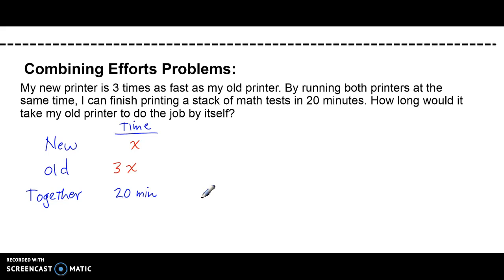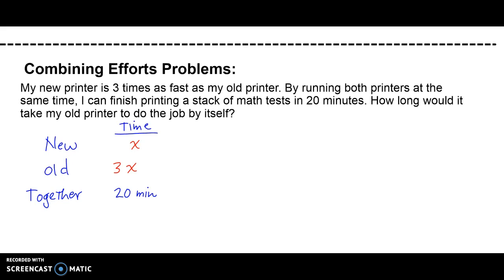And if you're not sure you've got the variables set up properly, imagine a number in there, and it should make more sense. Now the problem is, you have an instinct that says two things are working together. They're combining their efforts. Your instinct says you should be adding something to something. So it's very tempting to think that x plus 3x equals 20. That doesn't work out right at all. Solve that, you get x is 5, and that doesn't make any sense. How can the new printer take 5 minutes by itself, yet when it's working with the old printer it takes 20 minutes? That doesn't make any sense.